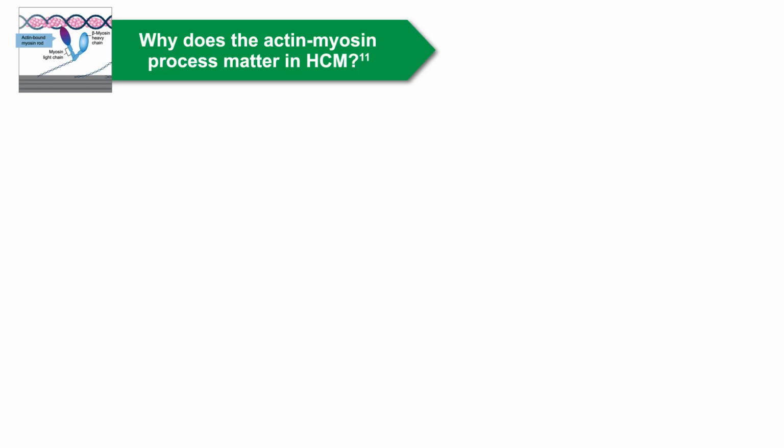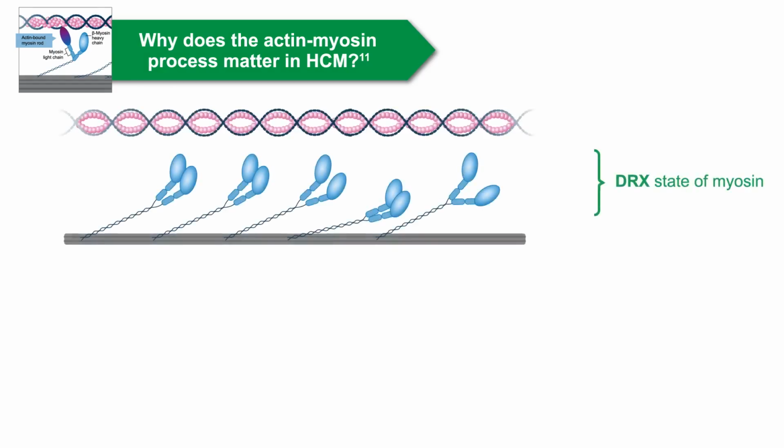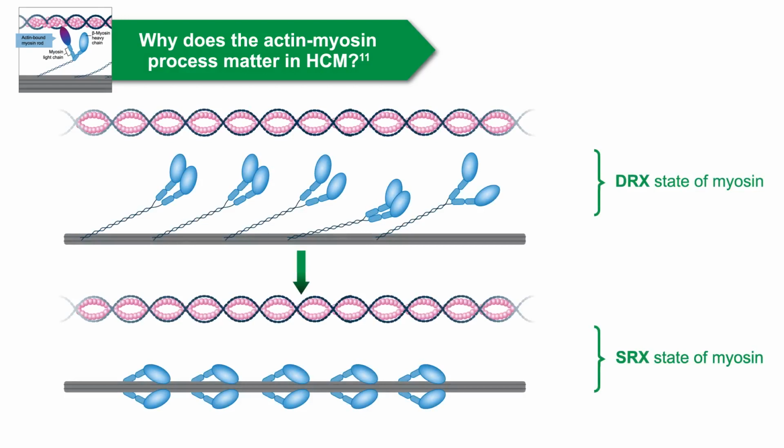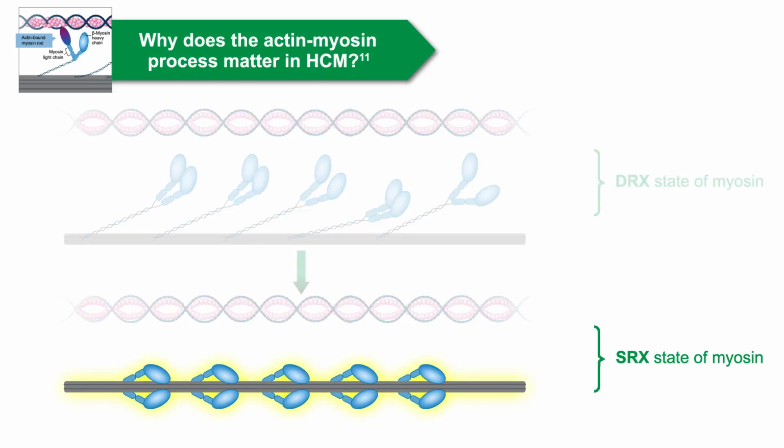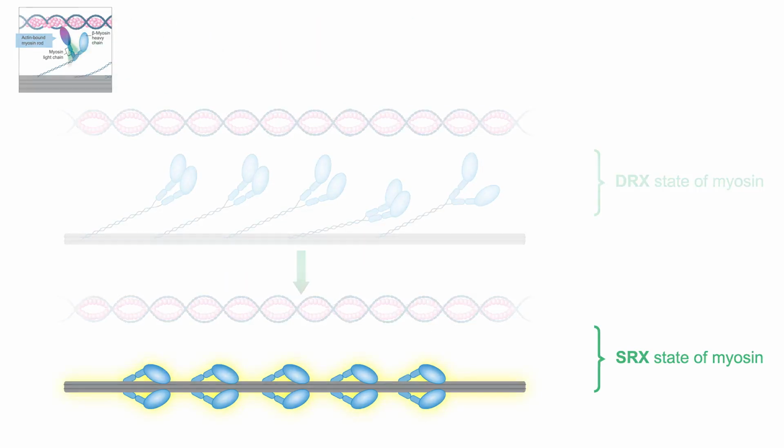Understanding of this process is now providing us with a new therapeutic target to treat the underlying mechanism of disease. A new class of drugs, the cardiac myosin inhibitors, appear to promote a configuration of myosin called the super-relaxed state, in which the myosin heads are folded back onto the thick filament. And in this state, there is low energy utilization.